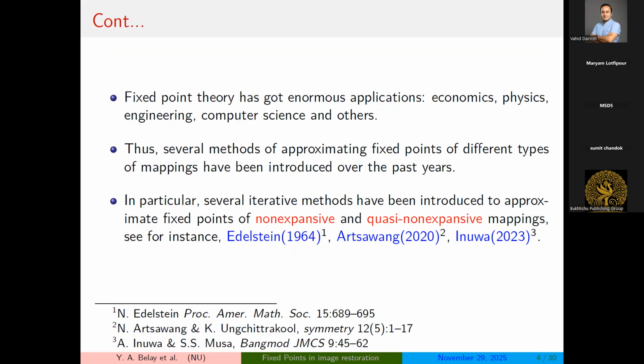So to come to the fixed point applications, we have many applications of these fixed point theories in economics, physics, and so on. That's why we intend to study approximation of fixed points of these basically nonlinear mappings, but in practice we encounter these linear and easy mappings in this case. And in particular, there are several iterative methods which have been studied by researchers like Edelstein, Ishikawa, and others.